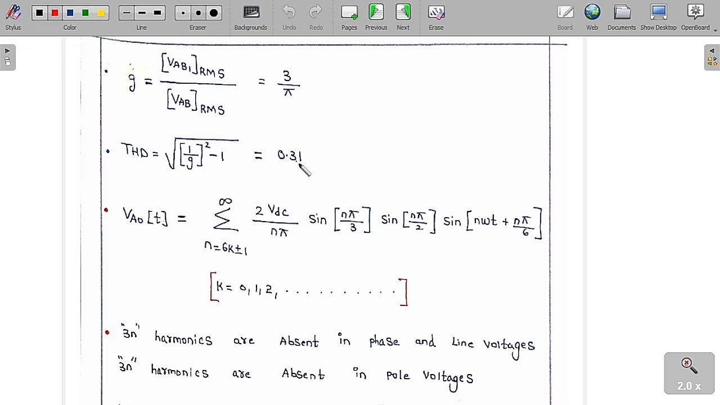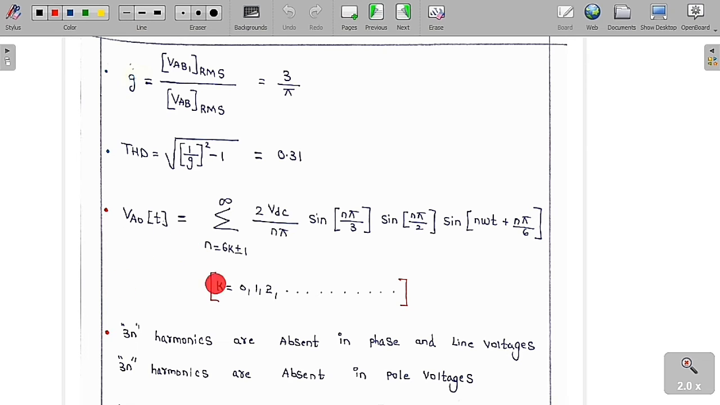So this is the equation that we are going to get. So I can say simply that in the line voltage and the phase voltage, the 3n harmonics are going to be absent in both the 180 degree mode of operation and also in the 120 degree mode of operation. So listen carefully: in both the line voltage and also the phase voltage, the 3n harmonics are going to be absent in both the 180 degree mode and the 120 degree mode of operation.